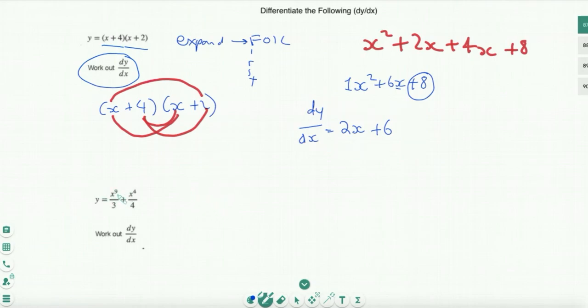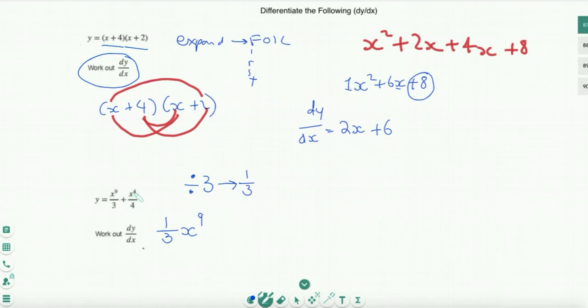Let's look at the next one. X to the power of 9 over 3 plus x to the power of 4 over 4. Just like how it's pretty hard to differentiate with brackets, it's also hard to differentiate with fractions. So how do we do this? Well, let's just understand what's going on here. It's x to the power of 9 divided by 3. When you divide something by 3, it's exactly the same as finding 1/3 of something. 12 divided by 3 is 4, and 1/3 of 12 is also 4. So another way of saying x to the power of 9 divided by 3 is to try and find 1/3 of x to the power of 9.